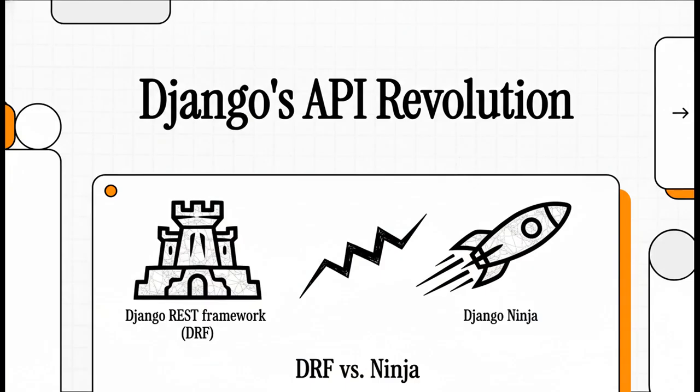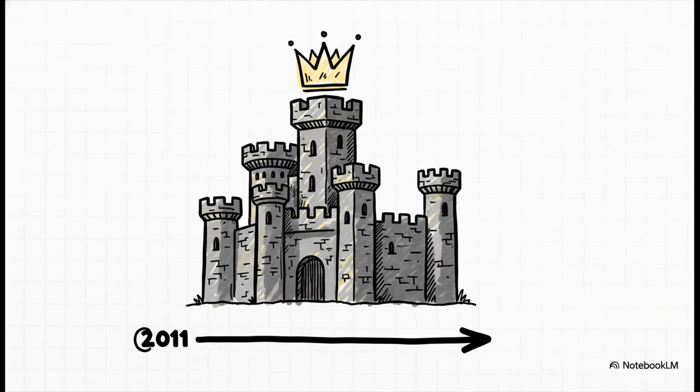All right, let's get into it. For a really long time, since it came out back in 2011, the Django REST Framework, we all call it DRF, was the undisputed king. It's battle-tested, it's got everything you could possibly need, and honestly was just the way you build APIs with Django. You didn't even think twice.